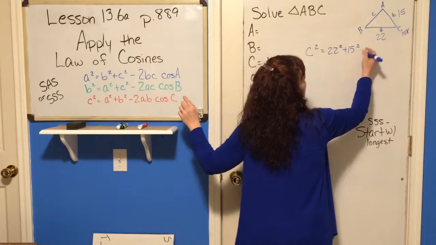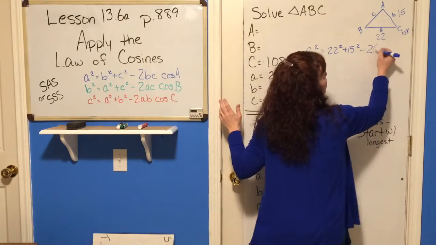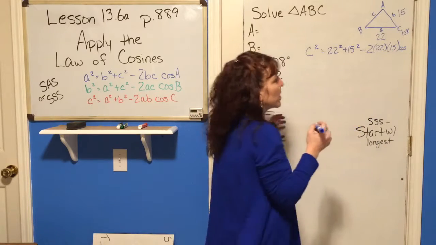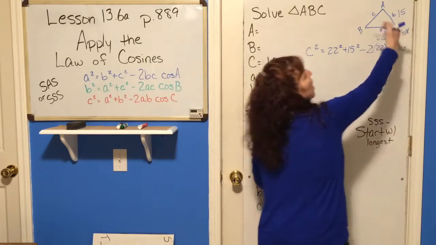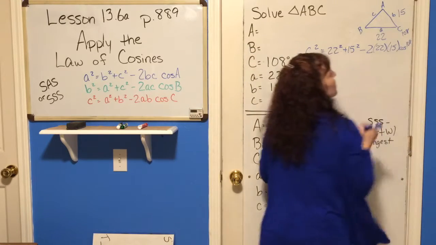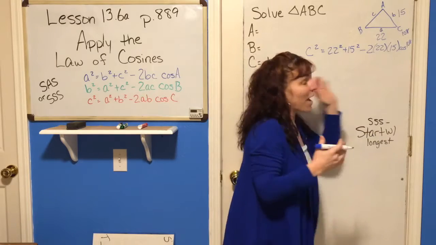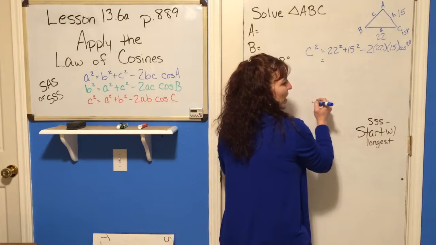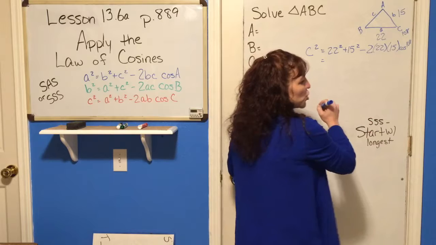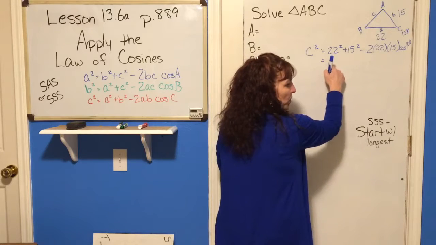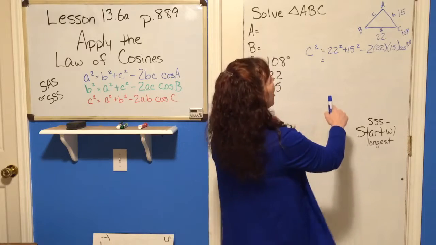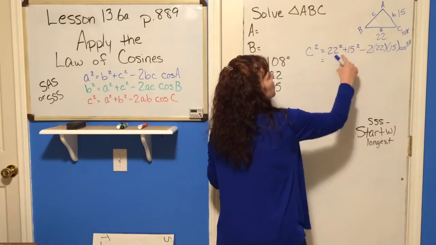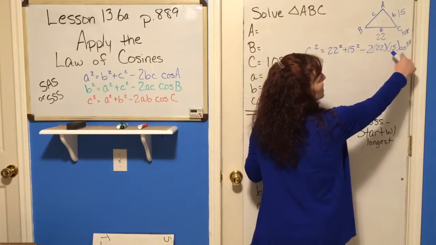So 22 squared plus 15 squared minus 2 times the two sides that you know, so 22 and 15, times the cosine, and this does say cosine even though it's tiny, of the angle that you know. So 108. All right, so now it's simply a matter of solving it. You can just plug all of that into your calculator. So 22 squared plus 15 squared minus 2 times 22 times 15 times cosine 108.